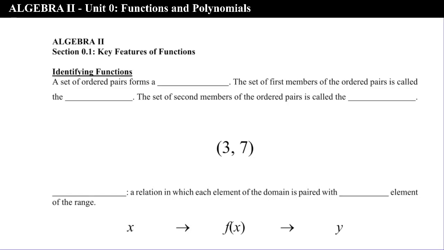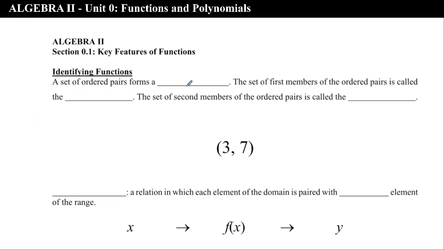Welcome to the Algebra 2 video on Unit 0, Section 1, Key Features of Functions. So what we want to be able to do, first of all, is identify if what we have is a function or not. Now to do that, let's talk about some foundational information. We want to get some of the terminology under our belt.